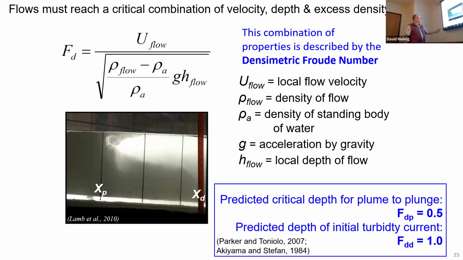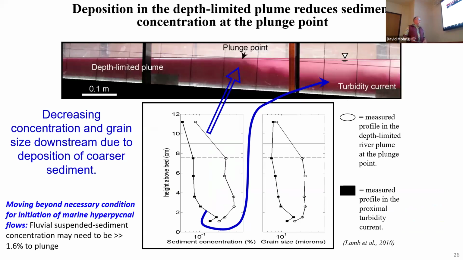And so we were able to reconstruct what the theory had shown, and then come to the point where we looked at the sediment and the sediment concentrations and the grain size. And what you find out is that in the depth limited plume case, you're getting deceleration to the point where gravity dominates and actually it plunges in.